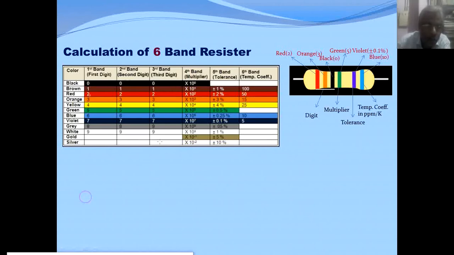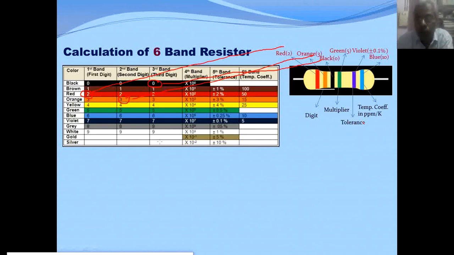For the first color we use this 2 for red here, for the second color we use this value, and for the third color we use black, this value in the third place. So these three are used for digits, as in 5-band resistors, and the fourth color is used for the multiplier, and the fifth color is used for tolerance.